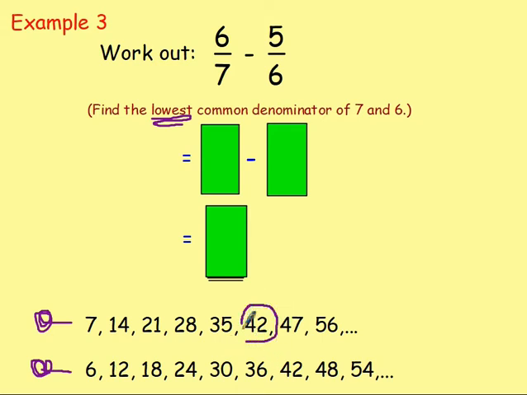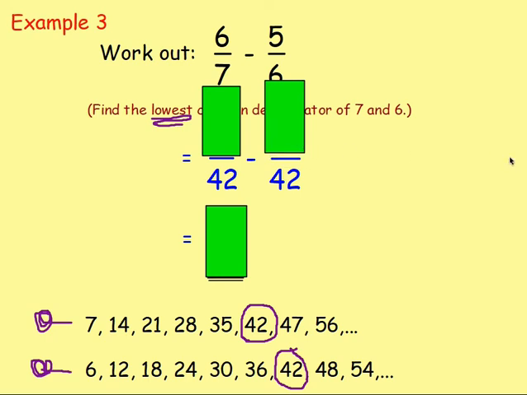Well done, you got it. It is 42. There's a 42 there and there's a 42 there. There is no number that is lower that they both have. So we're changing the 6/7 to something over 42 and we're changing the 5/6 to something over 42.